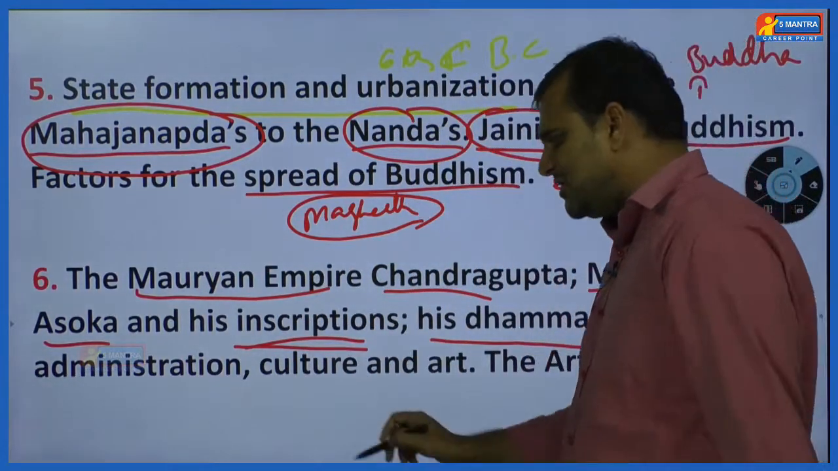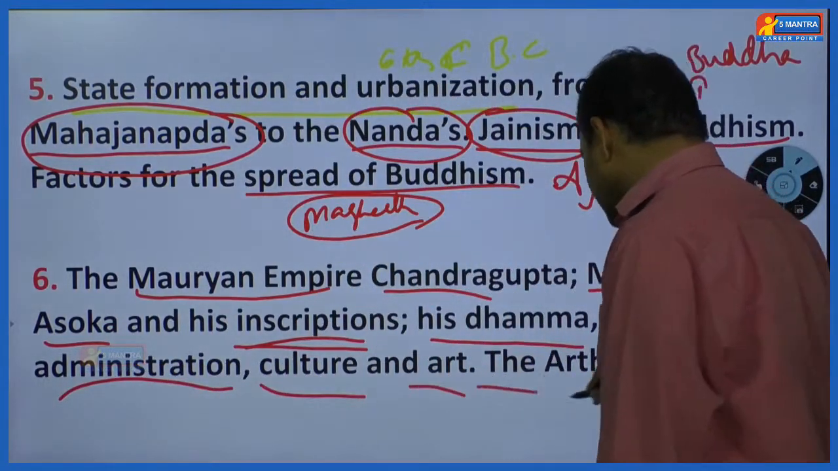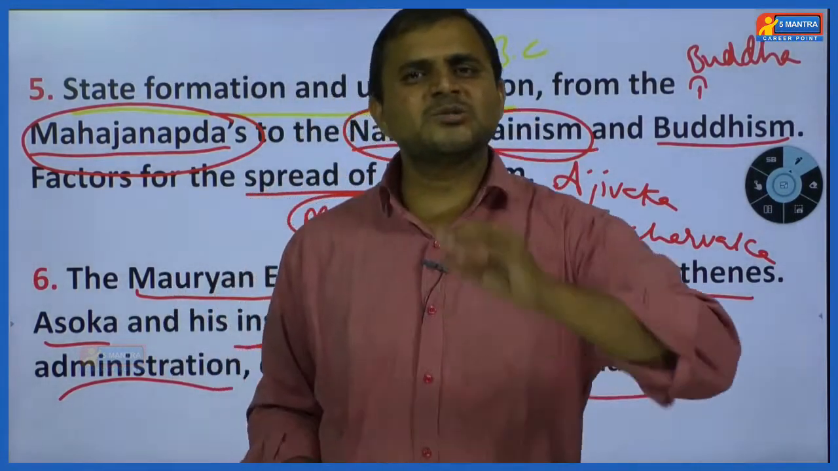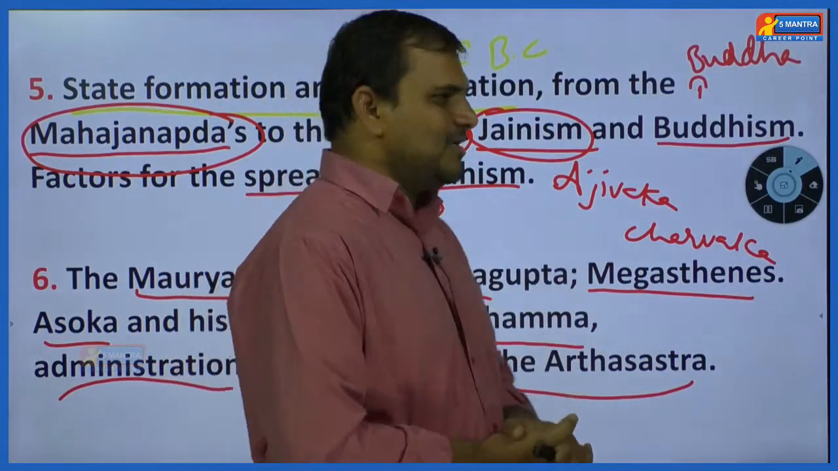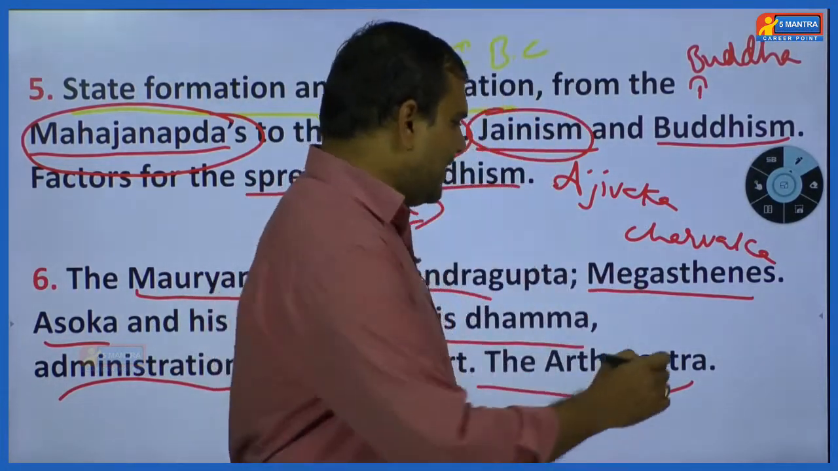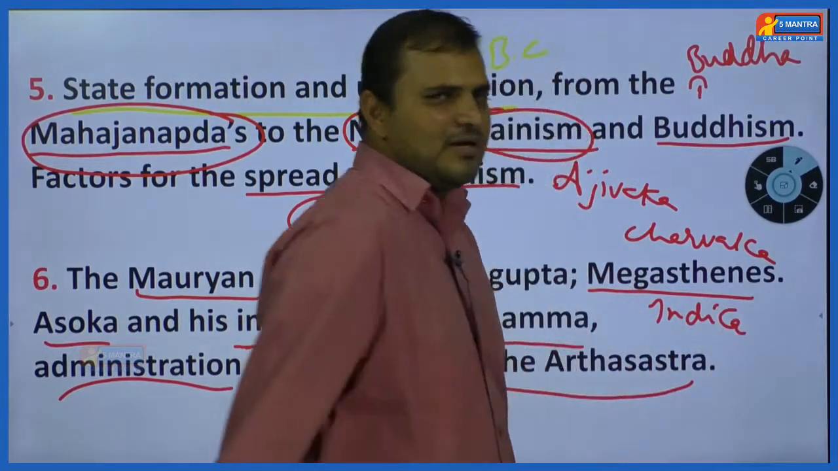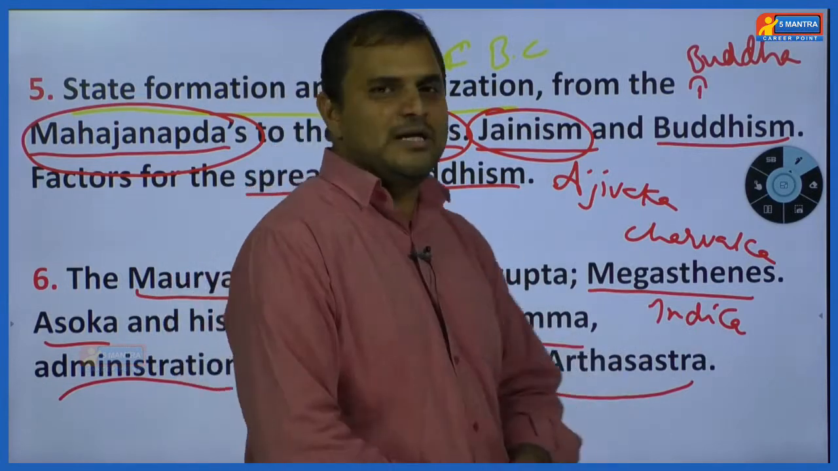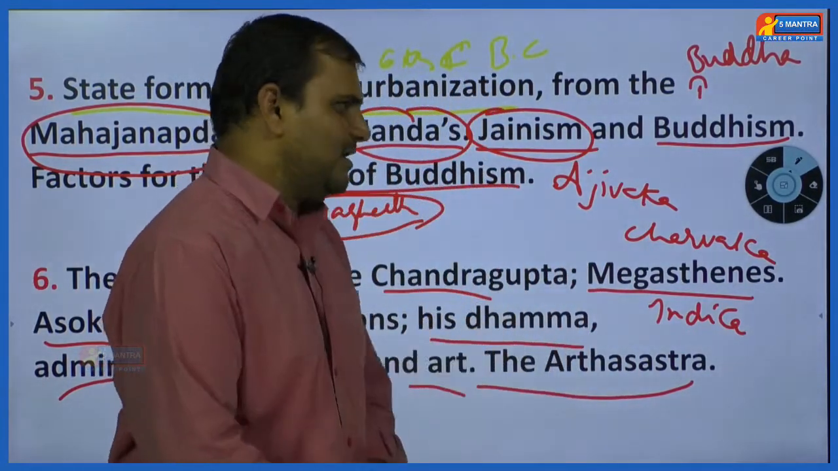Inscription based analytical questions are coming from this chapter, and administration of the Mauryans, culture, art, and Arthashastra. If you are studying about the Mauryans, you should also understand the Arthashastra and Megasthenes' Indica. Megasthenes was a foreign ambassador. He visited India during Chandragupta Maurya, and he wrote Indica about Indian history.